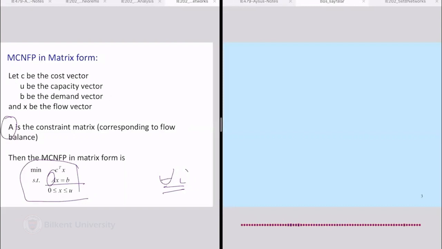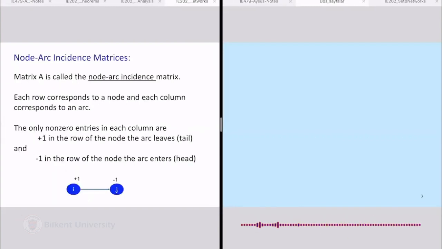You're going to see why in a minute. So this matrix is called the node arc incidence matrix. Each row corresponds to a node, and each column corresponds to an arc. And this is the structure.